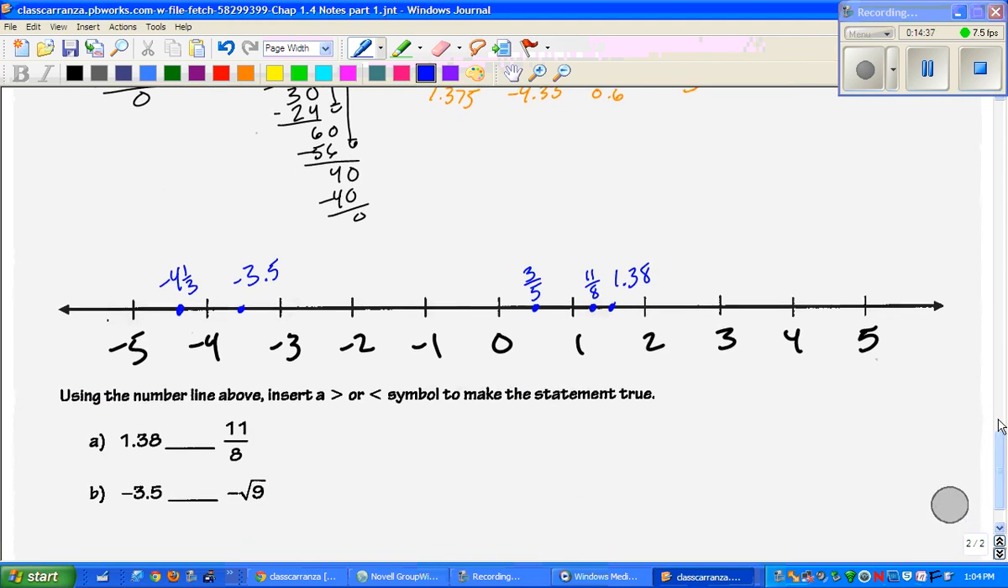And finally, for the statements below, we got 1.38 and 11 over 8. Which one is bigger? Good, the 1.38. And, oh, I forgot to draw this one, which was negative 3. Negative ones are the ones you have to be very careful with. Which one is farther to the left? Okay, that's negative 3.5, so that means my negative 3, or what that one was, negative square root of 9, that's our bigger one. Okay?